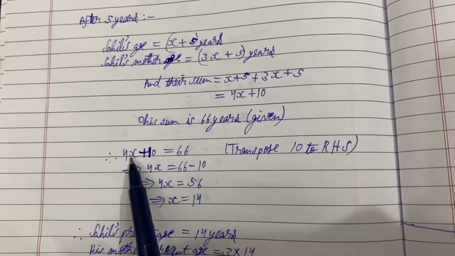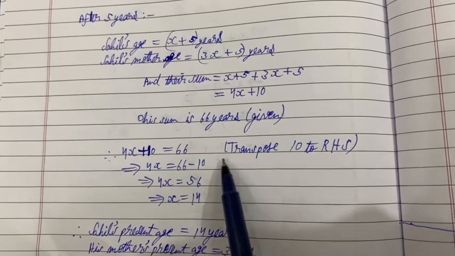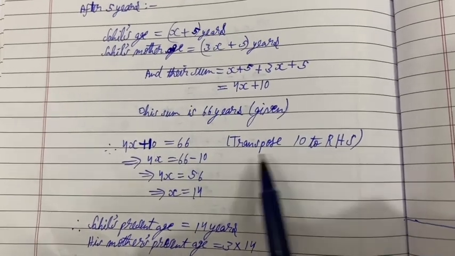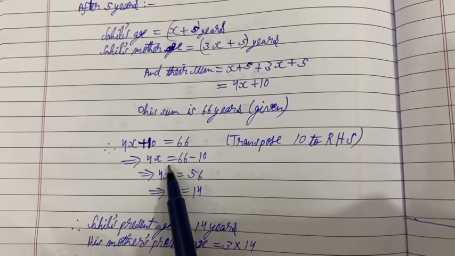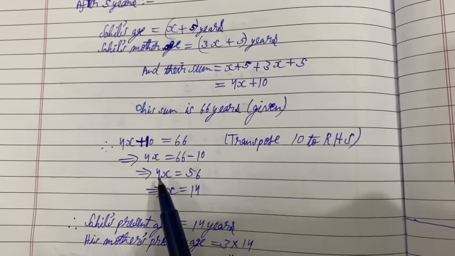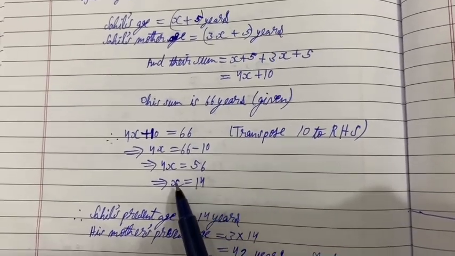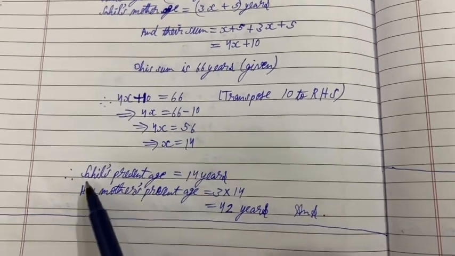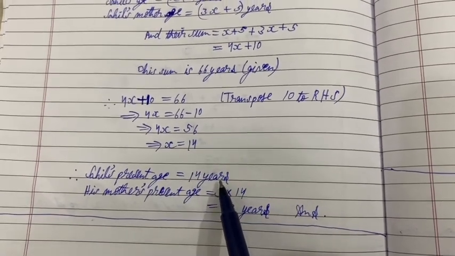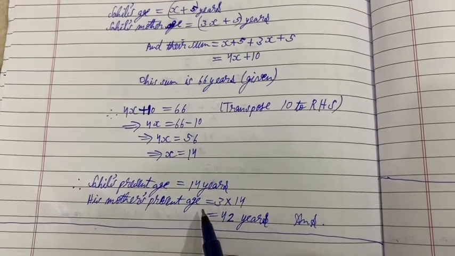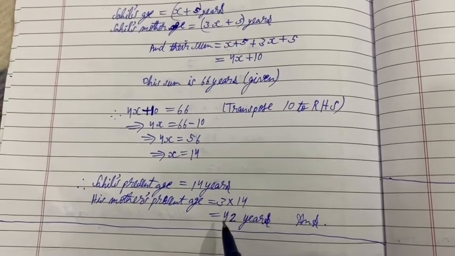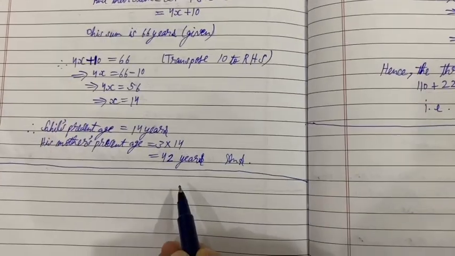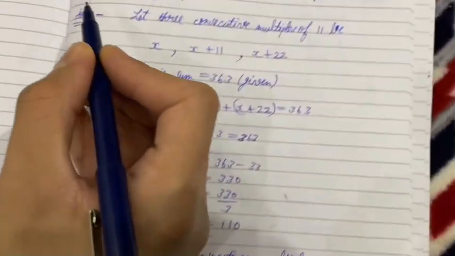Now let's solve this equation for x. Transpose 10 to RHS. 4x equal to 66 minus 10. 4x equal to 56. x will be 56 by 4, which is 14. Therefore, Sahil's present age will be 14 years and his mother's present age will be 3 into 14, which is 42 years. Okay. Now let's go to another example.